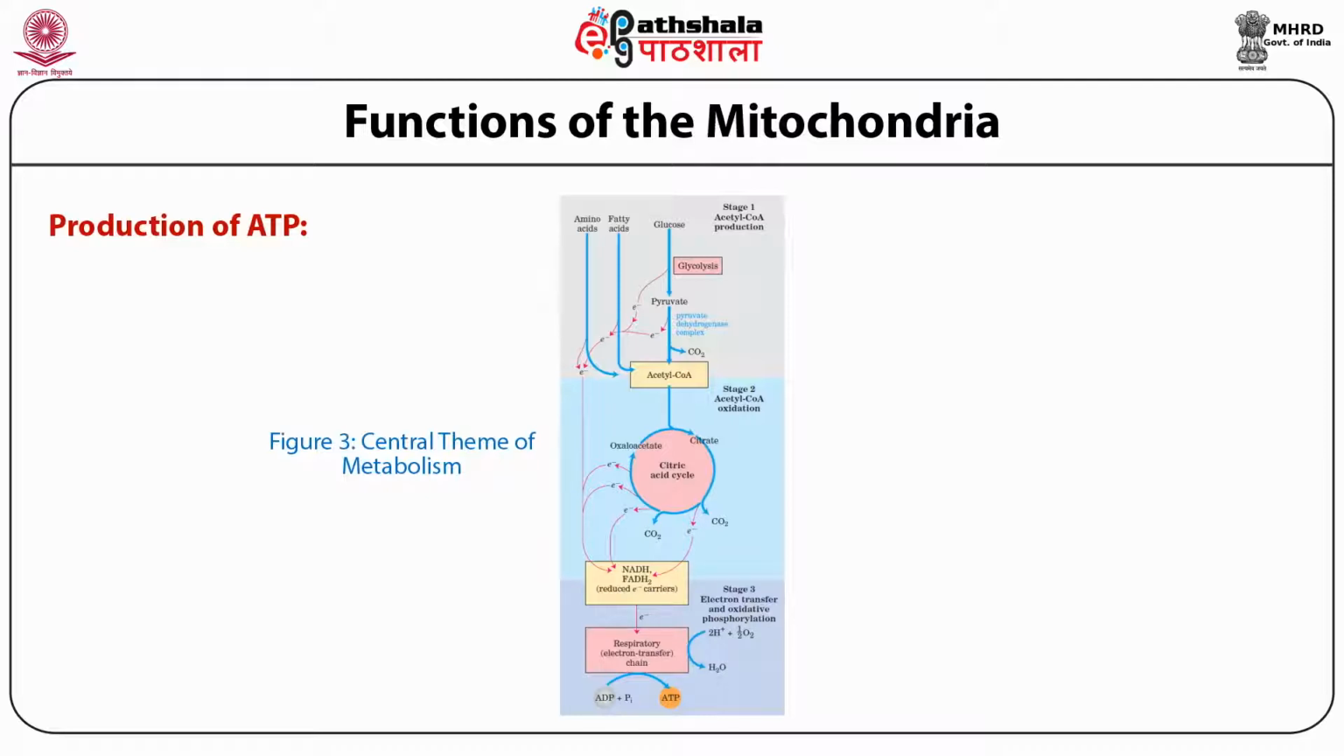ATP synthesis is driven by the energy harnessed from the oxidation of various fuel molecules. Figure 3 depicts the various stages of metabolism. Stages 2 and 3 occur in the mitochondria. All the pathways of fuel oxidation, as seen in figure 2, except glycolysis, which takes place in the cytosol, occur in the mitochondria. Hence, mitochondria play a central role in the oxidation of fuels and generation of ATP.